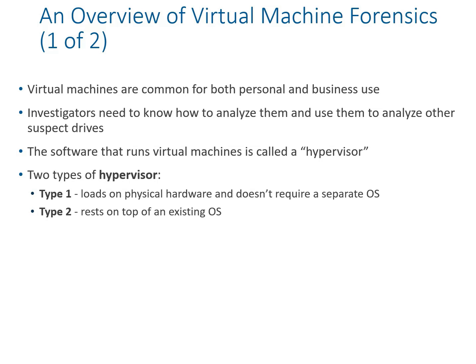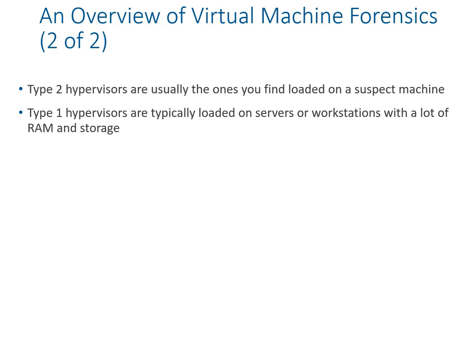Now these type 2 hypervisors are used to install different operating systems, whether they are 32-bit or 64-bit, Linux, Mac operating systems, even Sun Solaris. So there are lots of options available. Now it's a matter of choice which one is the preferred choice for your organization or the kind of setup that you have. Further, they are explaining over here that type 2 hypervisors are usually the ones you'll find loaded on a suspect's machine.